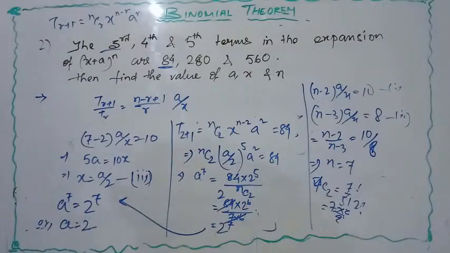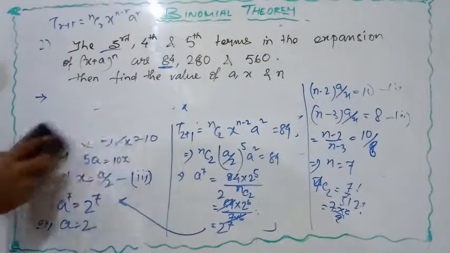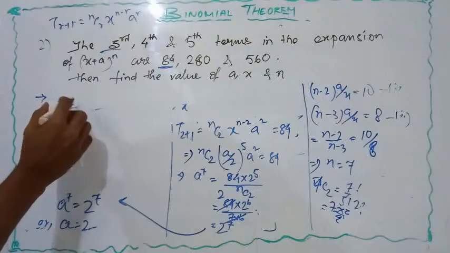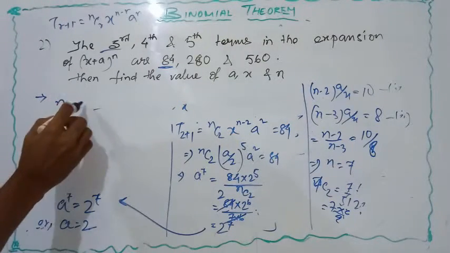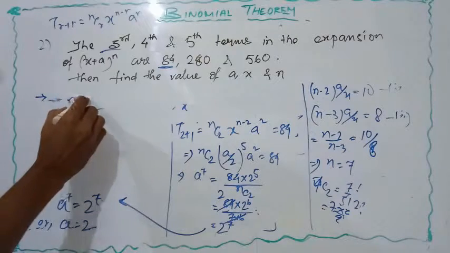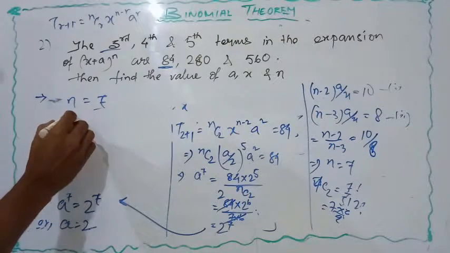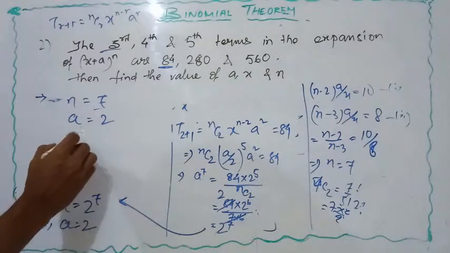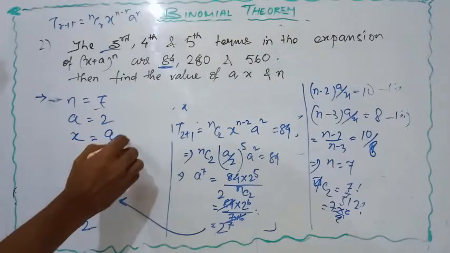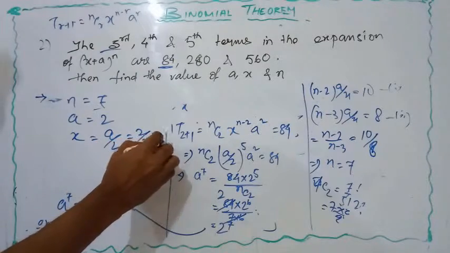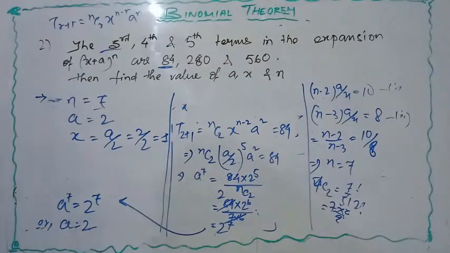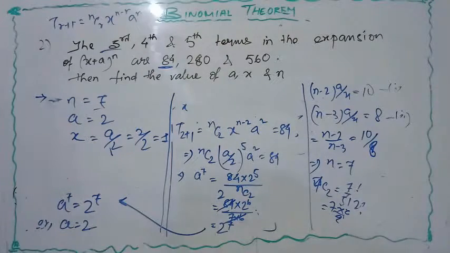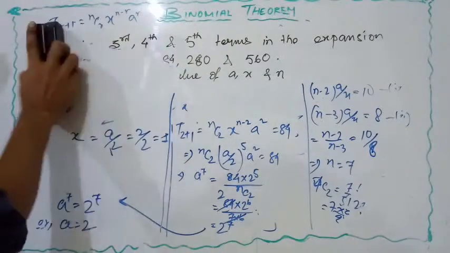So we have got all the values, that is a, n and x: n is equal to 7, a is equal to 2. What is the value of x? x is equal to a by 2, that is 2 by 2, that is equal to 1. So we have got the values of a, x and n. So this was one question.